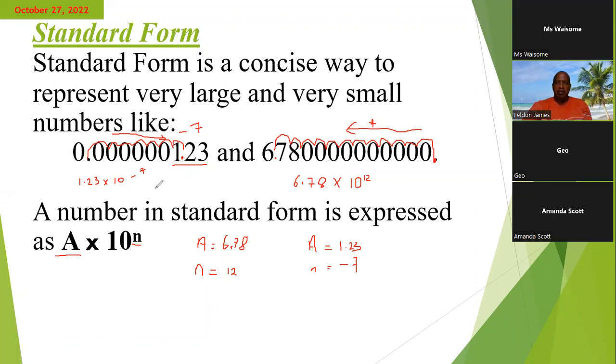And for N now, we just simply count how many places we move from where the point was to where we now position the point to get A. We count how many places to determine N, and we note which direction to determine the sign of N. So if we're moving from left to right, N is negative. If we're moving from right to left, N will be positive.